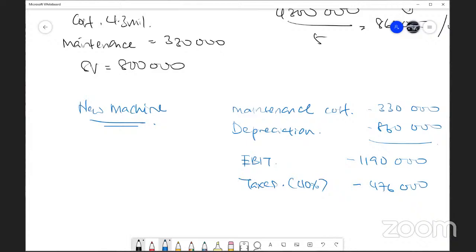So now you can get your net income. You take negative $1,190,000 minus your tax credit. Minus becomes positive. So this gives you a net income of negative 714,000. In other words, this is the cost of your new machine per year.